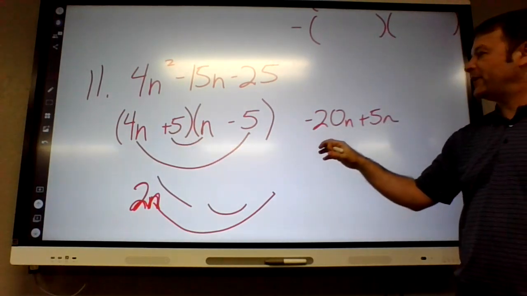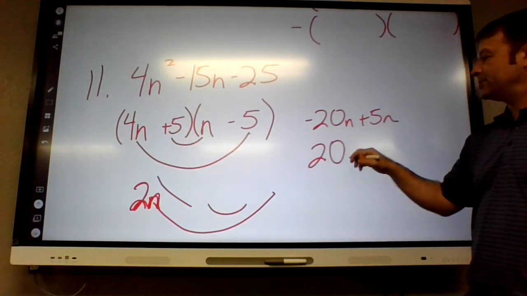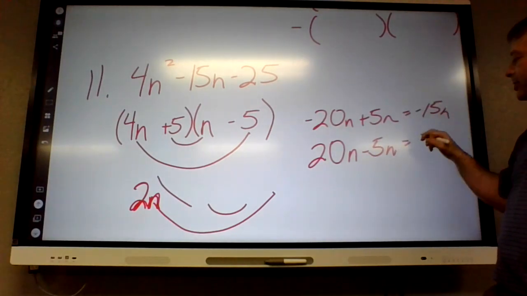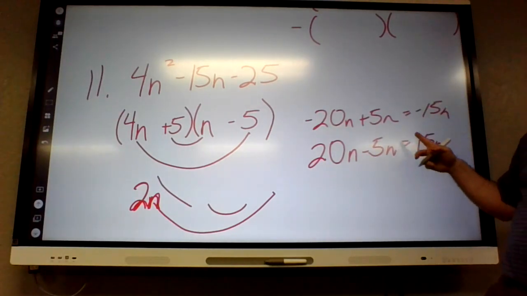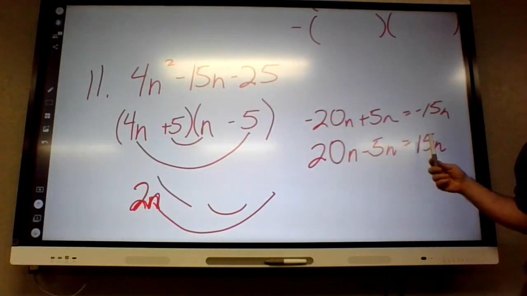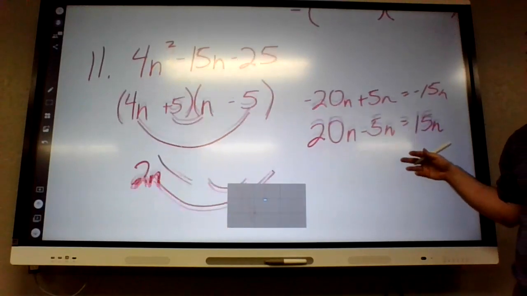By the way, if I had my plus and minus backwards, I would have got positive 15n instead of negative. So if your plus and minus is backwards, you get the right number, but it's the opposite. So that just means you have to switch the plus and minus if that happens. So it's still good news if you get that.